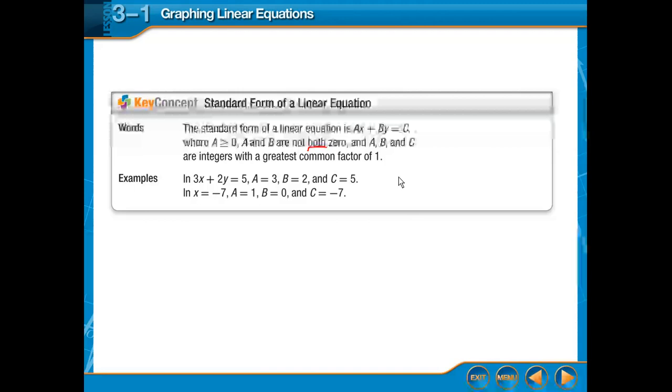So that means if I had like 2, 4, and 8 as a, b, and c, that would not work because the greatest common factor between these is 2. So they have to have the greatest common factor of 1. They can't all be divisible by the same number. Some examples are 3x plus 2y equals 5. In this case, a is 3. Whatever is in front of x is a, in front of y is b, and the constant by itself is c. We always want x and y on the same side of the equation, and just a constant on the other side.